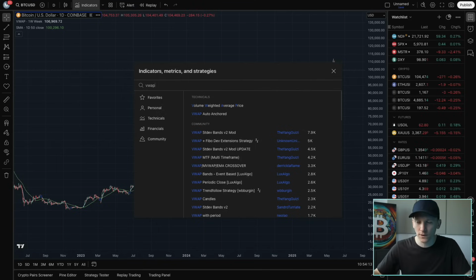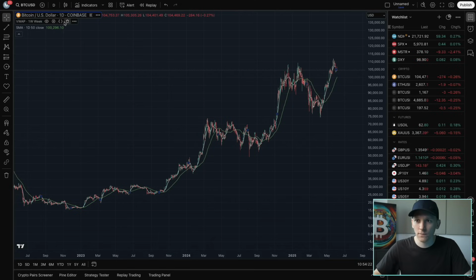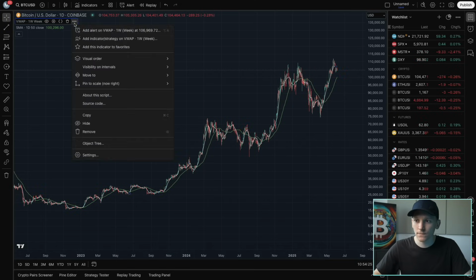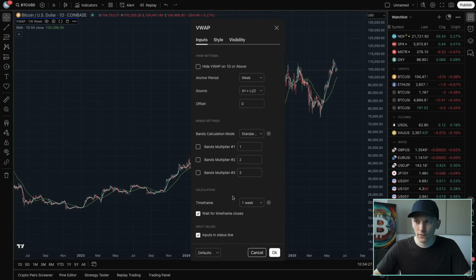You don't have to use TradingView, but TradingView is free as most people use it. But you can find this on your trading system as well. Type volume weighted average price here. So click that one on. And then from here, I'm going to be using the weekly anchor and weekly time frame for the VWAP.